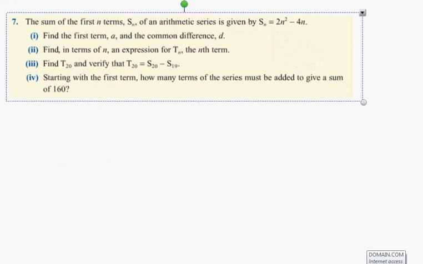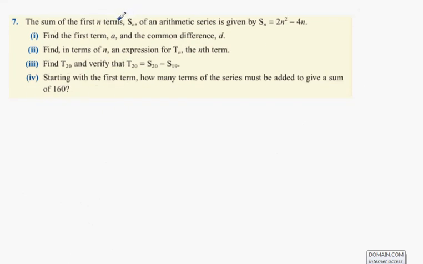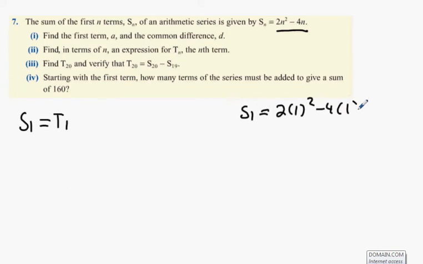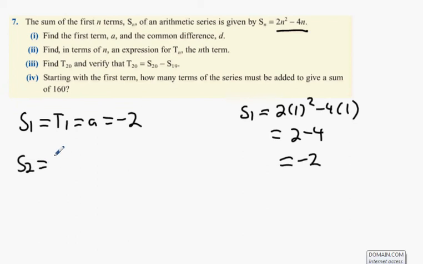Okay, question 7. The sum of the first n terms of an arithmetic sequence is given by 2n squared minus 4n. Find the first term A and the common difference D. How do you find the A value? S1 is the same thing as T1, so find out what S1 is. S1 is 2 times 1 squared minus 4 times 1. 2 minus 4 equals minus 2. A equals minus 2. S2 is the same thing as T1 plus T2, the two of them added together.